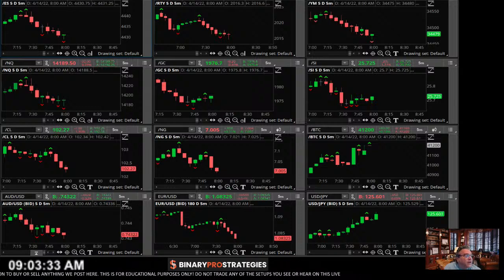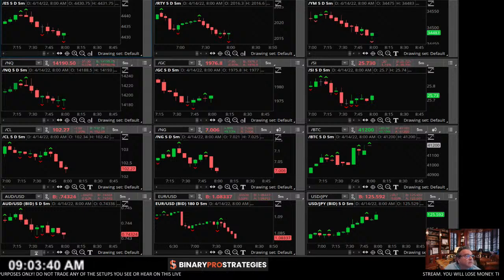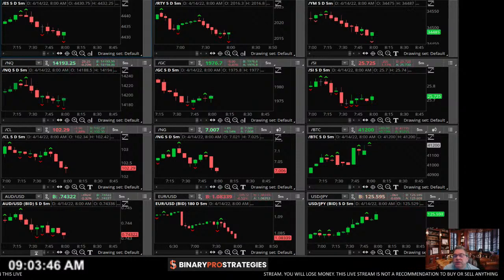Ready to get started here. No initial positions on right now. Okay, we'll go through a few things here before we get started.